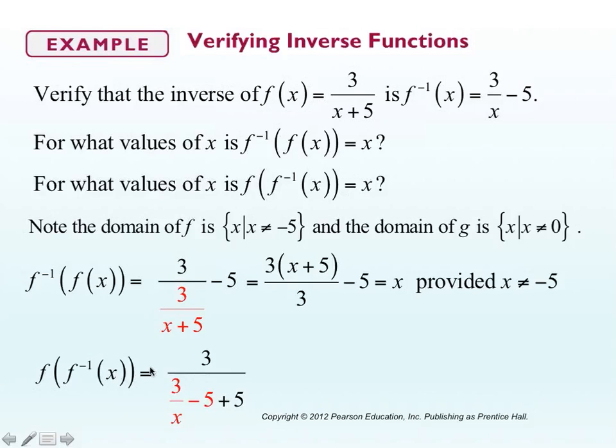Now f of f inverse of x is going to be taking 3 over x minus 5 and plugging it into our original function. So we take 3 over x minus 5 plus 5, and we want to make this look a little nicer, so we get 3 over x, and if we go ahead and multiply by the reciprocal, we're just going to get x as this one right here, which is also good, because when you're verifying inverses, that's how you check it. If it's equal to x, when you plug one into the other, and then vice versa, it's going to be an inverse function. And then for this one, we have to put this caveat here, provided that x is not equal to 0, because if x equals 0, it makes our denominator 0.